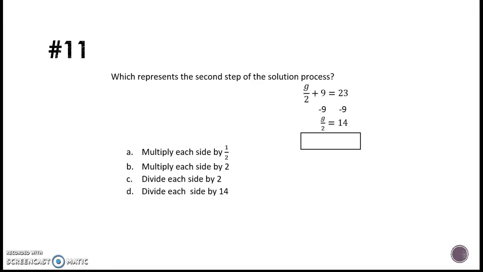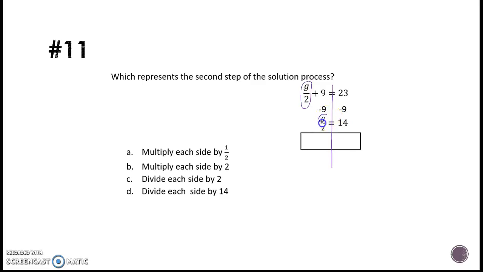All right, guys, so this problem is a process problem. Which represents the second step of the solution process? So they started solving it for you. We would draw our equal sign, our line down. We're trying to get g over 2 by itself first. So we subtracted 9 from each side, and we got g over 2 equals 14.